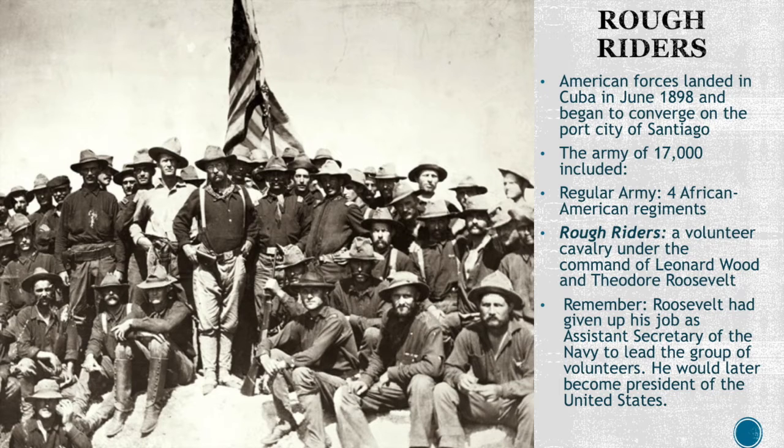All right, the Rough Riders. American forces landed in Cuba in June 1898 and began to converge on the port city of Santiago. And this is an army of 17,000, and this included the regular army, which included 4 African American regiments, and also the Rough Riders. These guys were volunteer cavalry under the command of Theodore Roosevelt. And here's Theodore Roosevelt right here. He would later become the president of the United States.